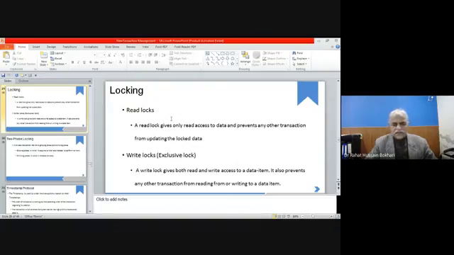The concern is this: whenever a table or an item is locked, it may be a read lock or maybe a write lock. But in between, no other transaction can interfere until it is committed or until it is successfully completed.